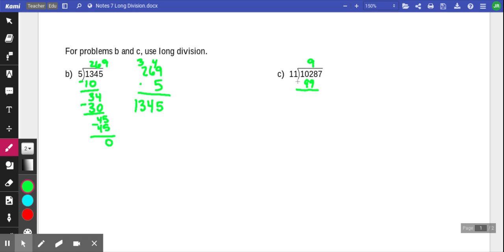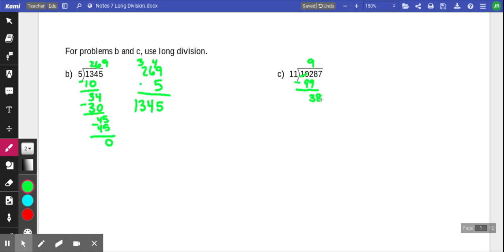And then you take 102 minus 99, which if you need to borrow from the 10, you can, and that'll give you a 12. 12 minus 9 is going to give you 3. And then 9 minus 9 would give you 0. All right, so 99 is 3 away from the 102. Okay, 11 goes into 3 how many times? That's not possible, so then you bring down the next number, which is an 8.